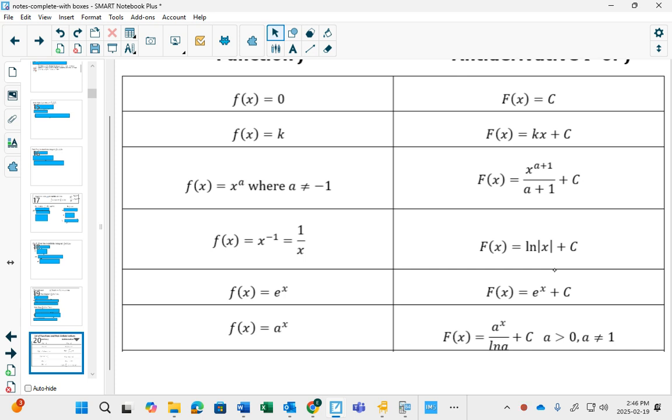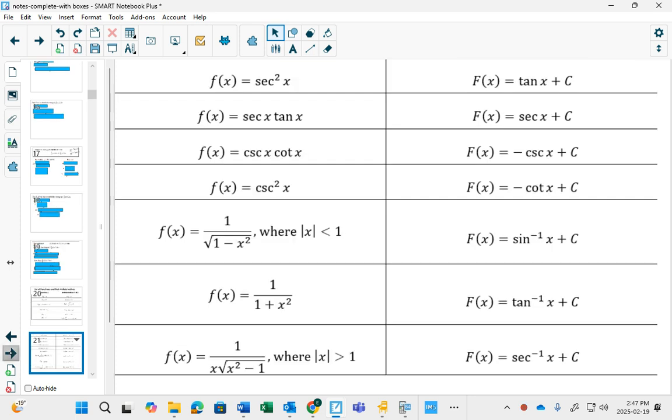e to the x, the wonderful one that doesn't change, which causes all sorts of headaches. And then a to the x. Remember the a to the x one? Where the derivative of a to the x was a to the x natural log of a. So now you have to undo that. So you have to divide by the natural log of a. Whew. Don't look so excited about it.